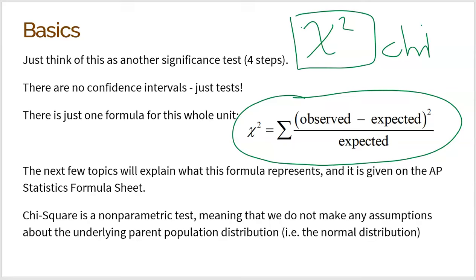It means that we do not have to make any assumptions about the underlying parent population. So we don't have to worry about, is there a normal distribution going on here? Are we big enough to be normal? Do we have to check successes and failures? Or do we have to be bigger than 30? No, none of that is going on here. So that actually makes this a little bit easier.